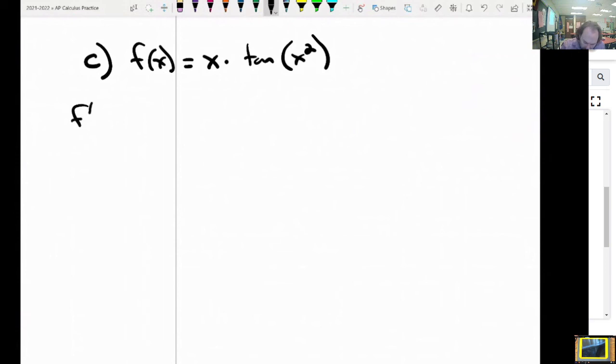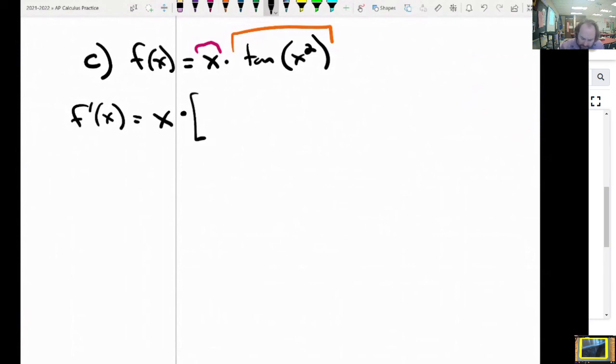This is going to be another product rule, because at the end of the day, you have a thing, x, times another thing, tangent of x squared. So we're going to use the product rule with this. It's the original first, x, times the derivative of the second. And that's going to be kind of challenging.